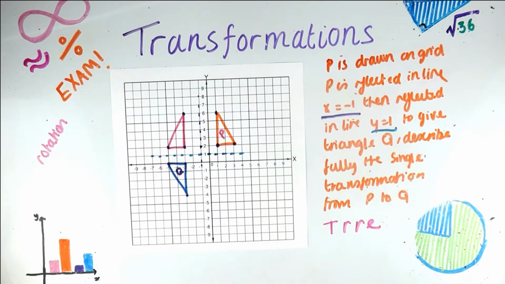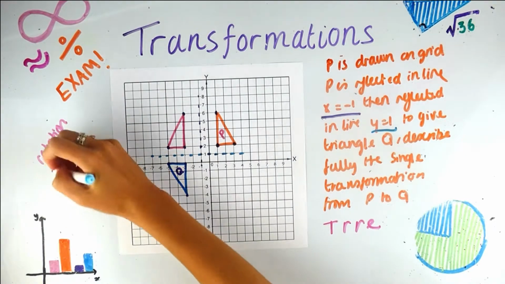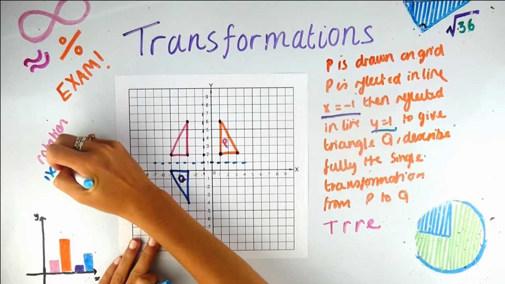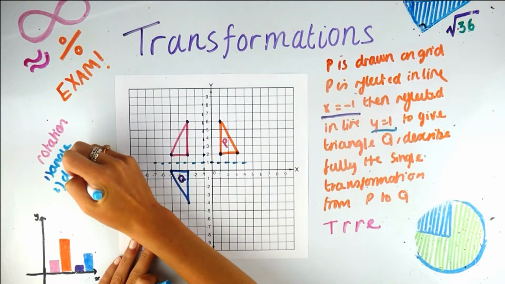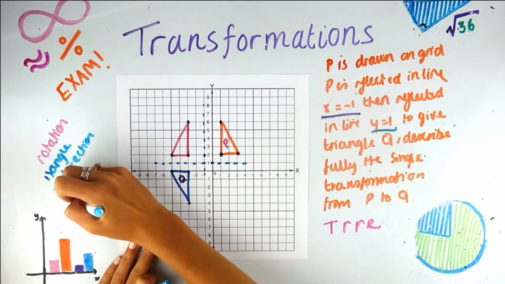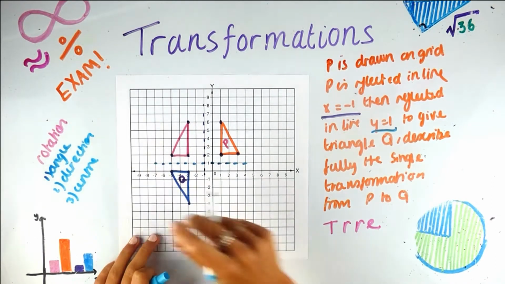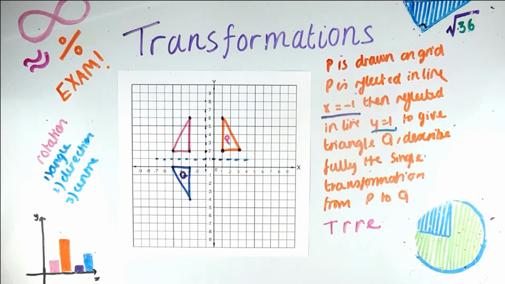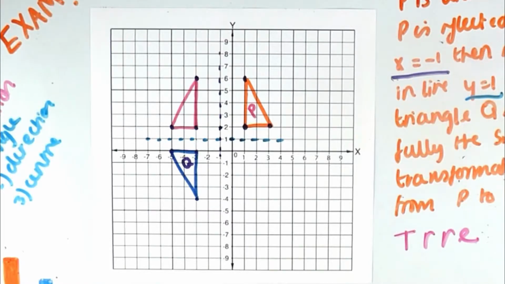Now, for rotation, there are 3 things we need to do. That is angle, direction, and the centre. So we're going to have to find these 3 points. So, what I really find helps with a rotation problem is if I get some paper. So here is my paper.